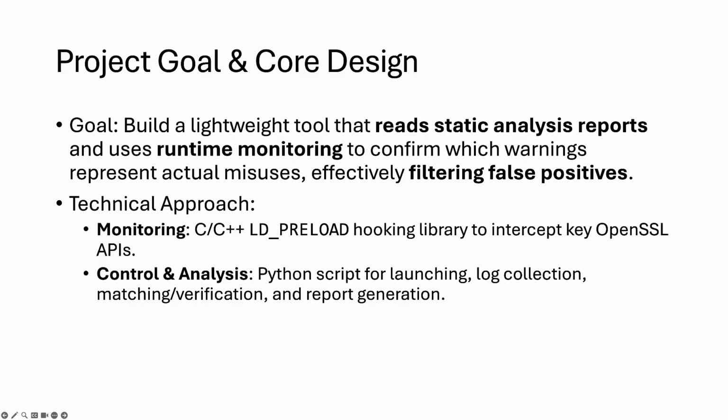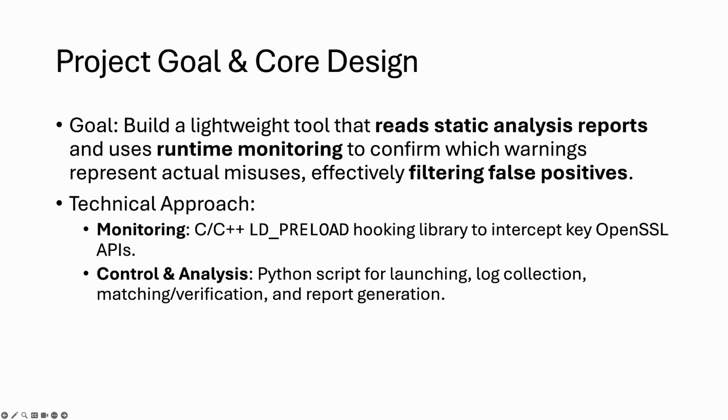So its core function is to take a list of potential OpenSSL API misuse warnings and, by monitoring the application at runtime, determine which of these warnings represent actual verifiable misuses occurring during execution. The key outcome is a filtered list of warnings, significantly reducing the number of false positives that developers need to investigate. To achieve this, while keeping the implementation manageable, we've chosen a specific approach.